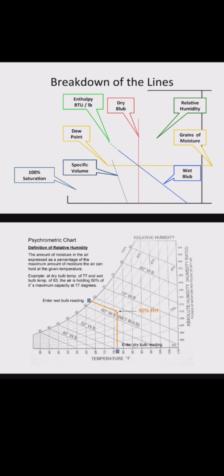The amount of moisture in the air expressed as a percentage of the maximum amount of moisture the air can hold at the given temperature. Example: at a dry bulb temp of 77 and wet bulb temp of 63, the air is holding 50% of its maximum capacity at 77 degrees.